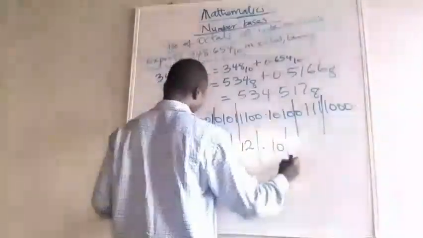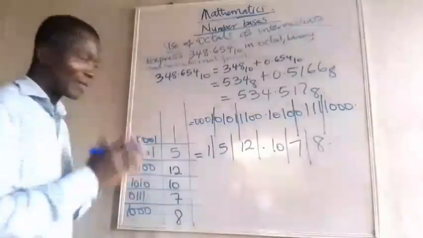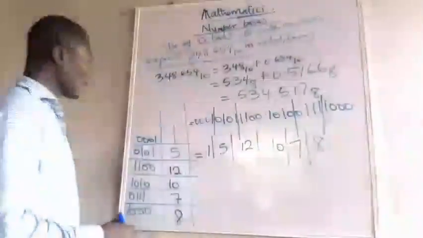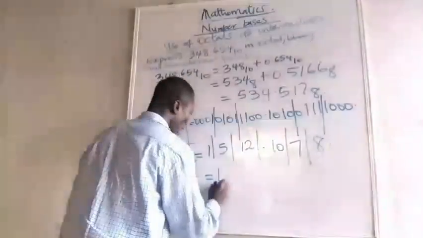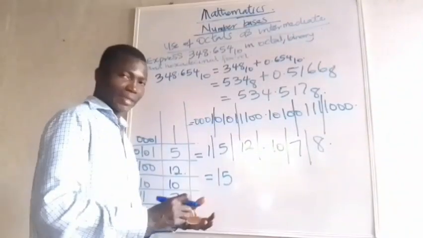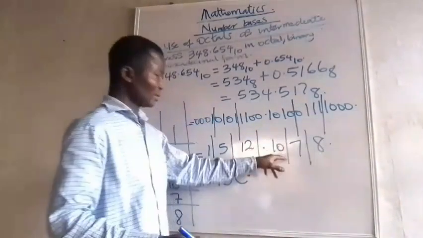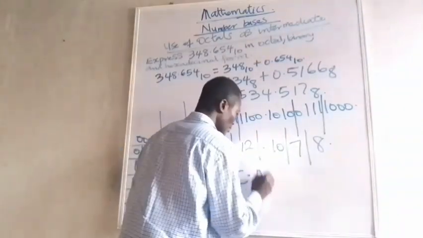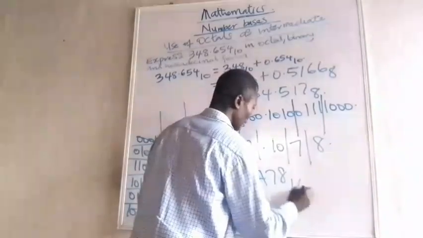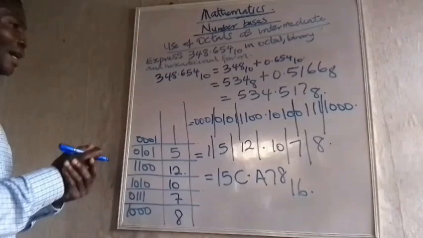10, 7, 8. So, I'm now going to write it out as I ought to write it. It's going to be 1, 5, 12 under base 16. 10 is A, 11 is B, 12 is C. This one is A now. 7, 8. So you can see how fun and exciting it is.